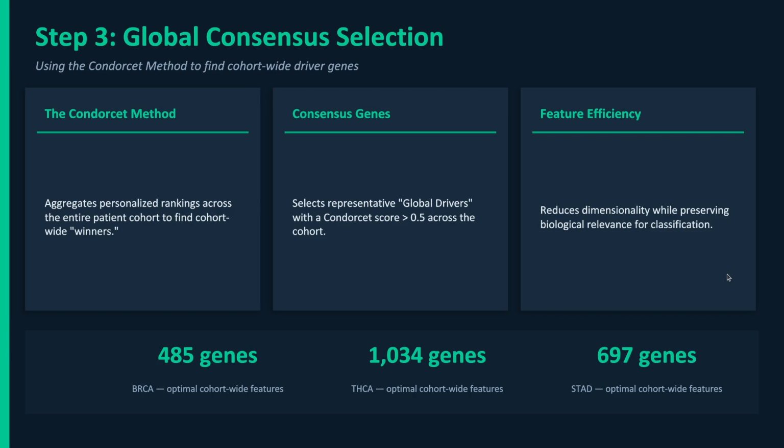Global consensus. The ConDirect method identifies winner genes that are important across the whole group. This reduces data complexity while keeping the most biologically relevant features for classification.